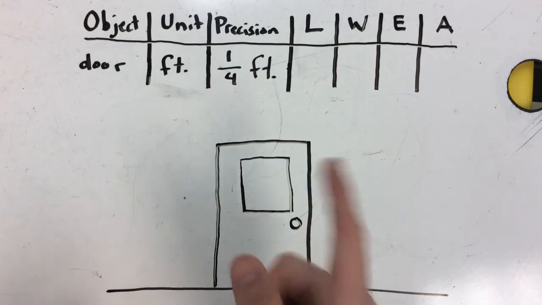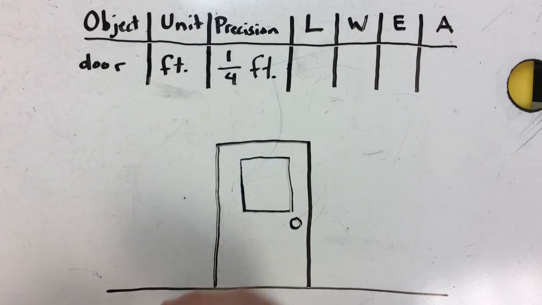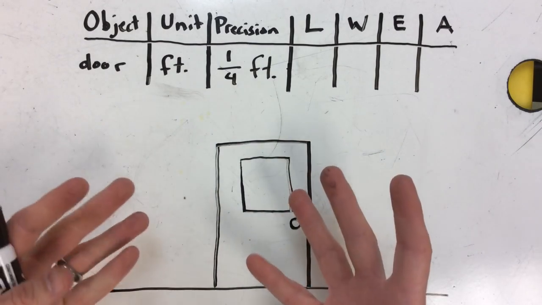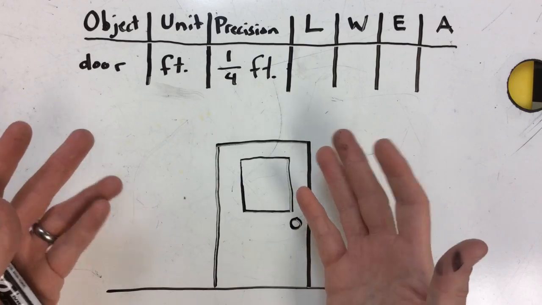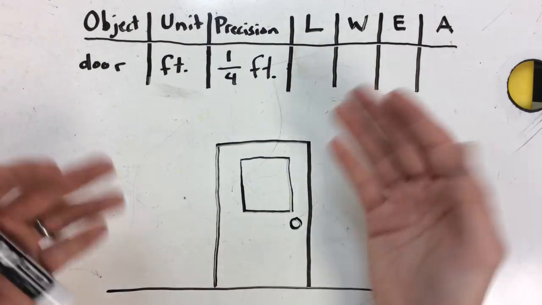Hi guys, today we're going to learn more about area. Specifically, we're going to be measuring the area of real-world objects around us. In this activity, we'll be using a table like this to help us organize our work.